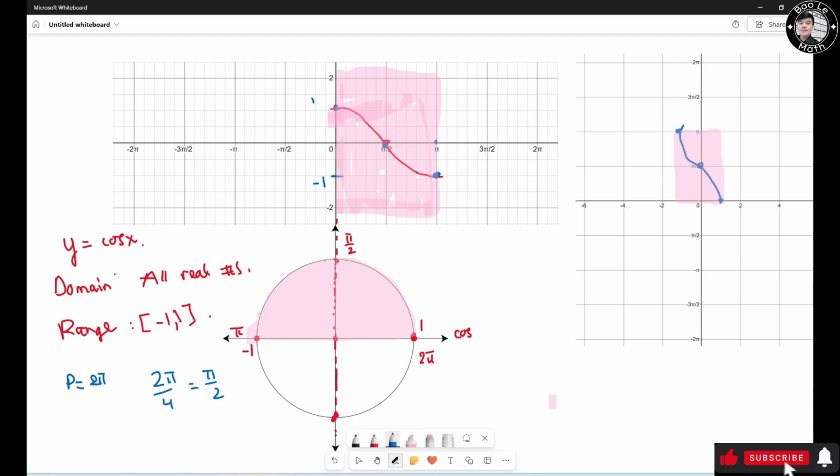Now, since the cosine function has the domain of all real numbers and the range is negative 1 to 1, the inverse of this one is y equals cosine inverse of x, or y equals arccosine of x right here. They are both the same, but you cannot write it like 1 over cosine x. So this is wrong. Now the domain becomes the range and the range becomes the domain. Now keep in mind the restricted domain in this situation should be 0 to pi.